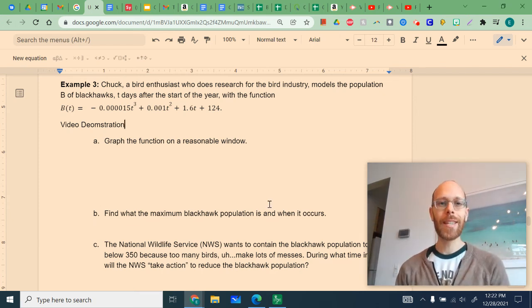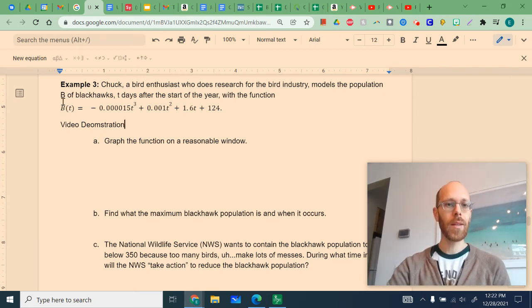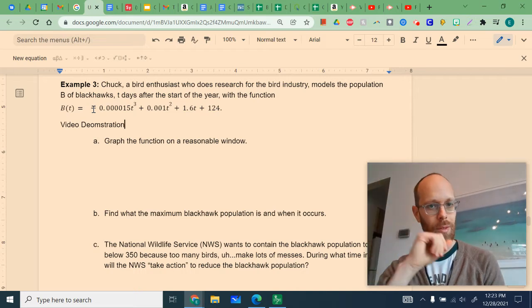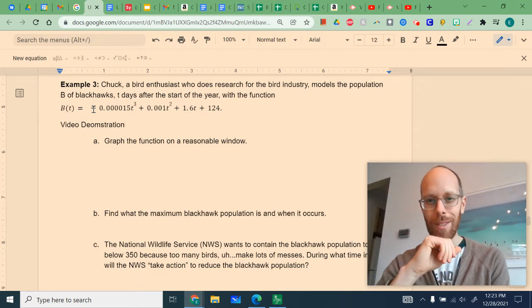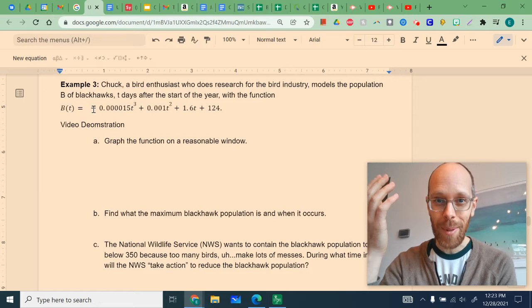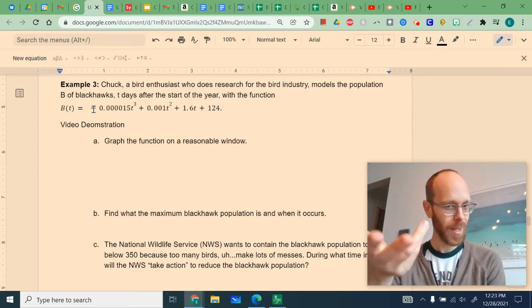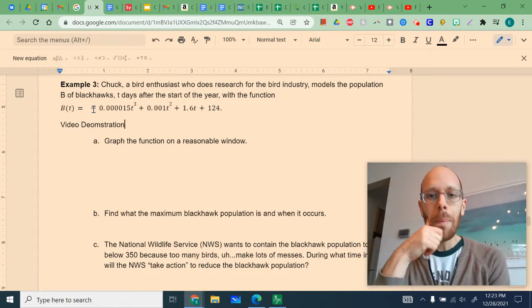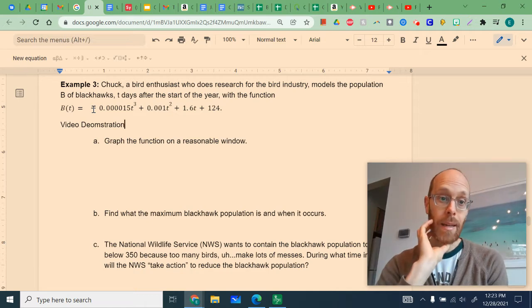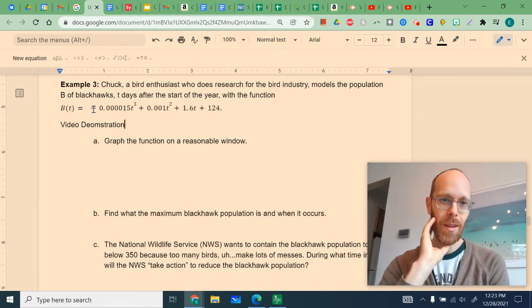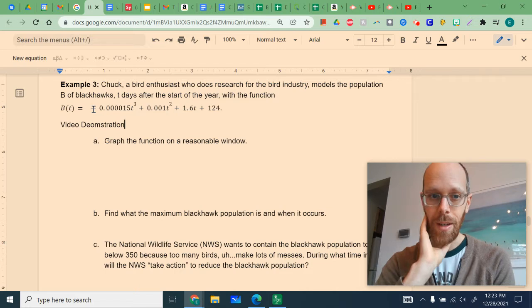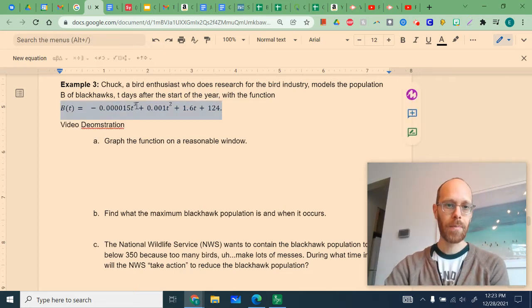All right, ladies and gentlemen, let's take a look at example number 3, which says Chuck, a bird enthusiast who does research for the bird industry. Did you know there was a bird industry? There is. It's in the problem. Models the population B of Blackhawks T days after the start of the year with this function right here.